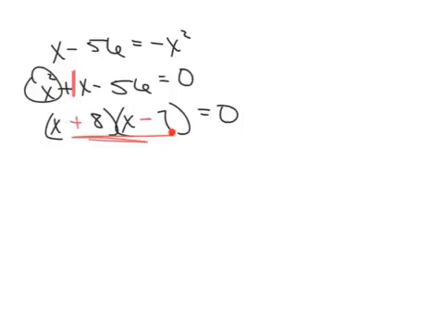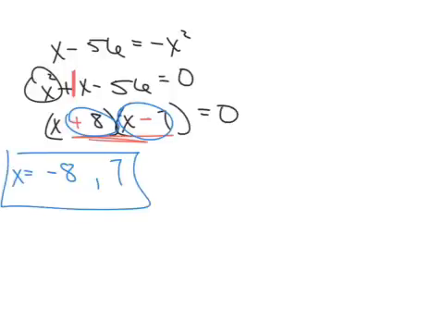Plus, positive 8 times negative 7 is negative 56. So next question is, what can I add to 8 to get 0, so that when I multiply it by this, I get 0? Well, it's always going to be the opposite, so negative 8 goes there. What's going to make that 0? A positive 7. So x equals negative 8 or positive 7. And I'm done.